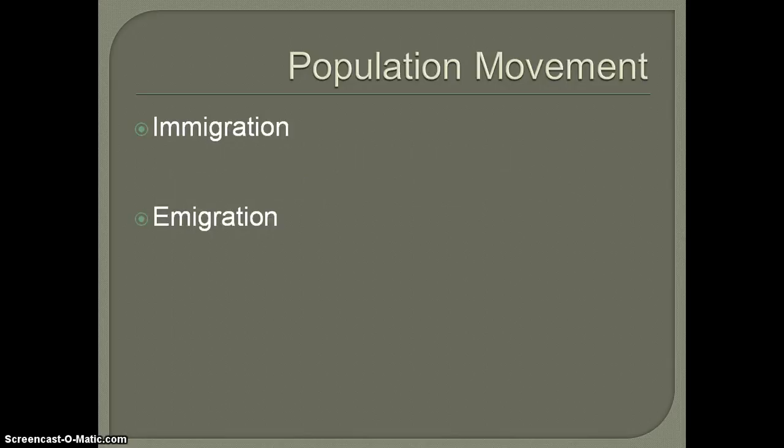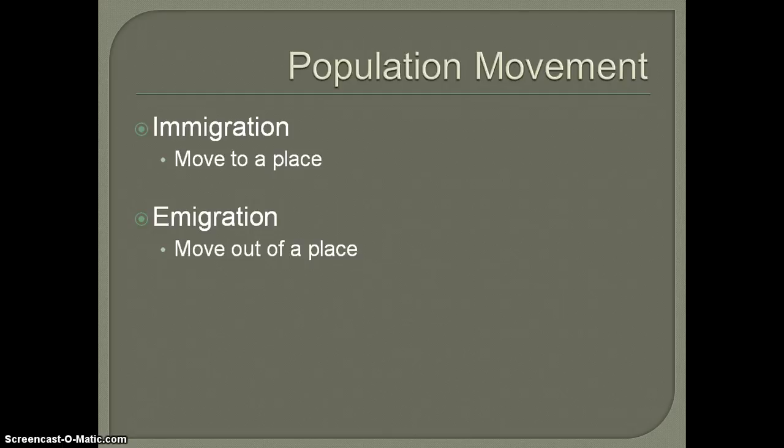Now, there are two ways we talk about immigration. You have immigration with the I-M-M, which means moving into a place. So think of immigration as in-migration, somebody moving into a place, and then emigration with an E, which means to move out of a place.